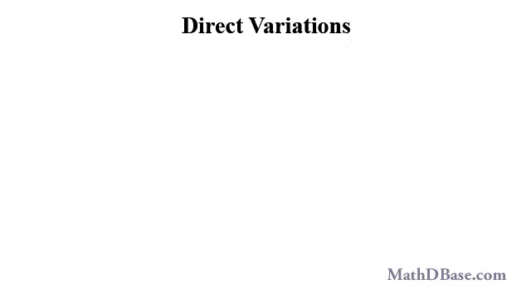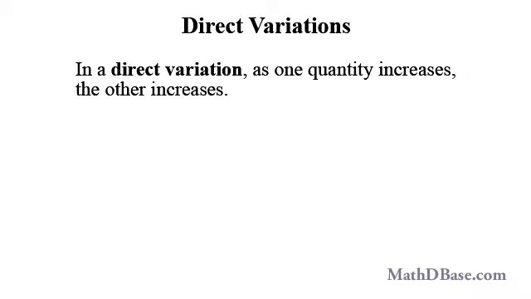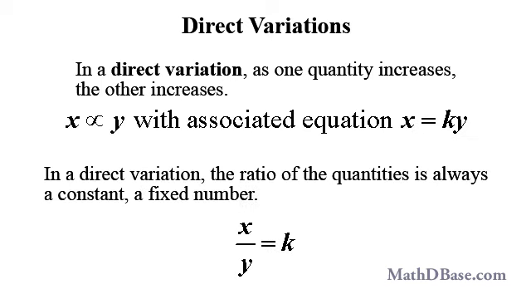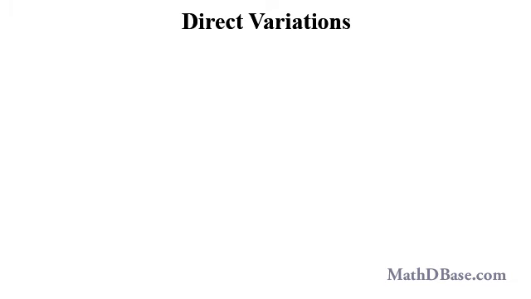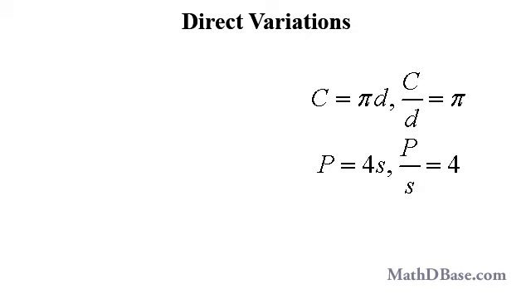The circumference-diameter relationship of a circle and the perimeter-side relationship in squares are examples of direct variations. As one quantity increases, the other increases. In a direct variation, the ratio of quantities is always a constant, a fixed number. In circles, we have the ratio circumference over diameter, or c over d, and the constant is pi. In squares, we have the ratio perimeter over side, or p over s, and the constant is 4.